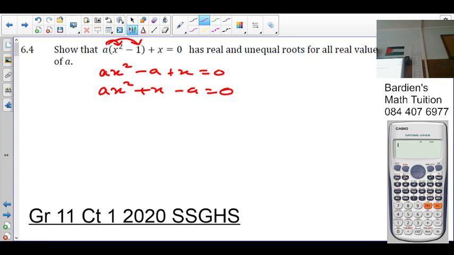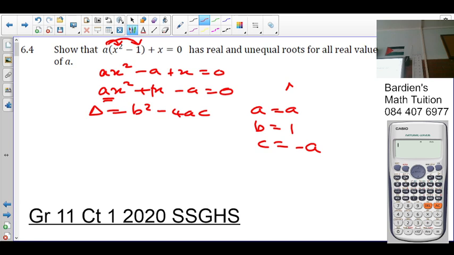So, in order to put it into delta, which is b squared minus 4ac, what is your a value? Your a value is a. What's your b value? 1. What's your c value? Negative a. Can you see that, people? So b squared is going to be 1 squared minus 4, your a value is a, and your c value is negative a. So it's going to be 1 plus 4a squared.